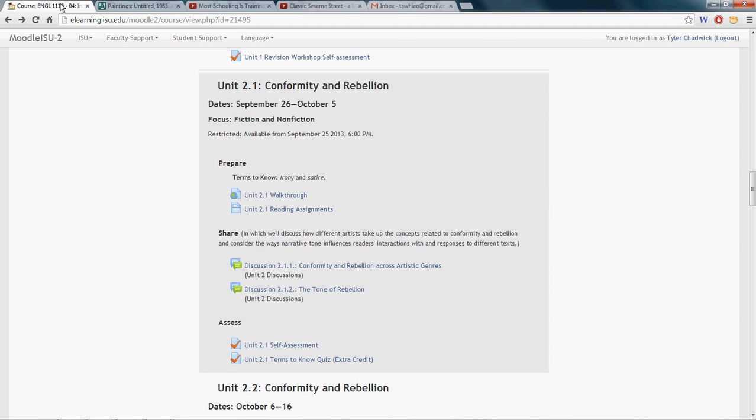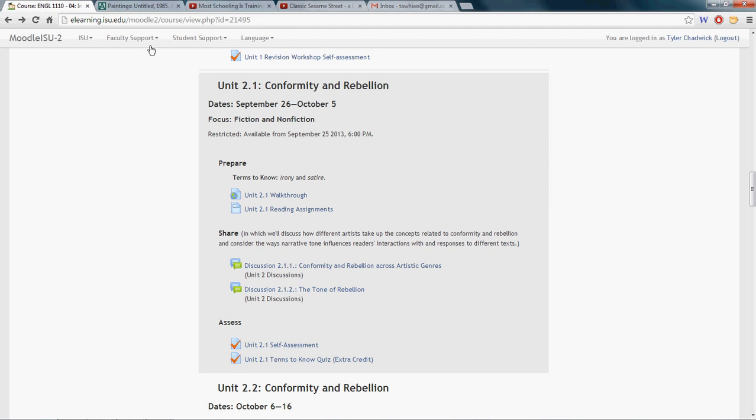For this unit we'll be focusing on the theme of conformity and rebellion. For the first unit module, our focus will be on fiction and non-fiction. So just keep that in mind as we do the reading for the week and try to bring in the ideas we've discussed in the first part of the class about how fiction and non-fiction function, the differences and the similarities between them, as you do the reading for this unit module and for the next unit module.